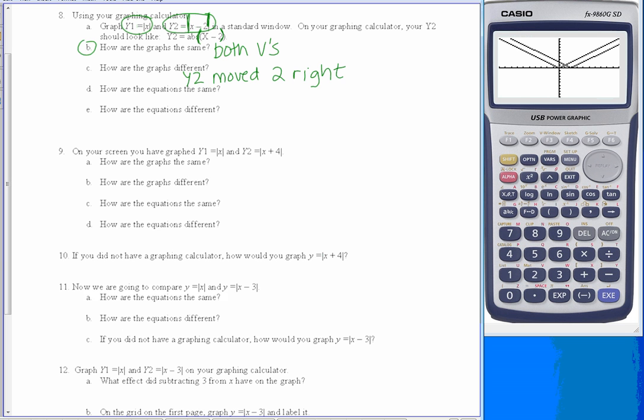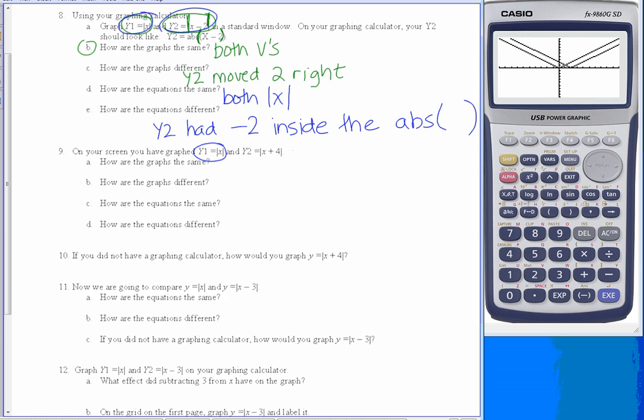How are the equations the same? So just purely looking at these two equations up here, what is the same about the equations? They're both the absolute value of x again. And how are the equations different? Y2 had a subtract 2 inside the absolute value bar, right? Inside the absolute value.